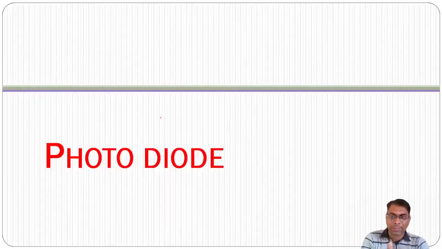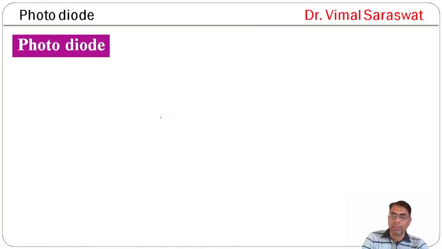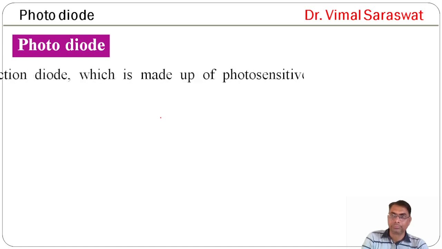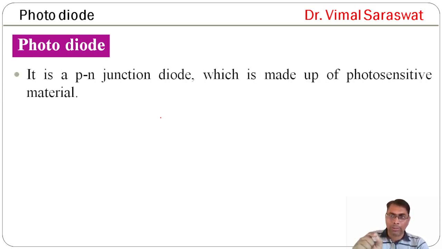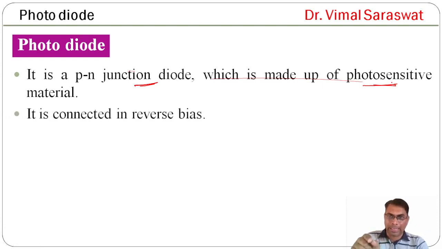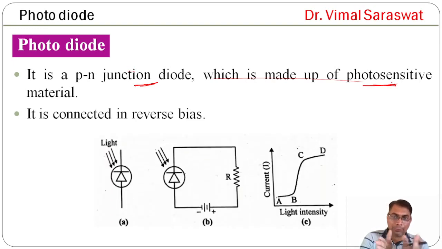Now the next optoelectronic diode is the photodiode. So a photodiode is a PN junction diode which is made up of photosensitive material. If the material is photosensitive, then when a photon or light falls on the photosensitive material, then we get current. It is connected always in reverse bias. So this is our photodiode.